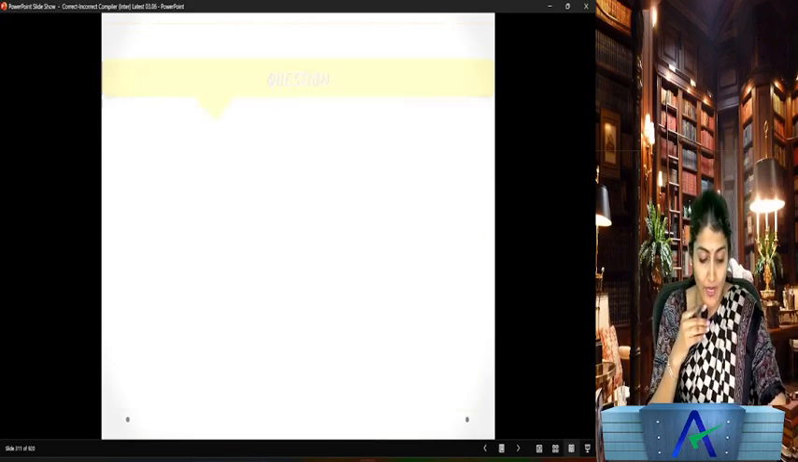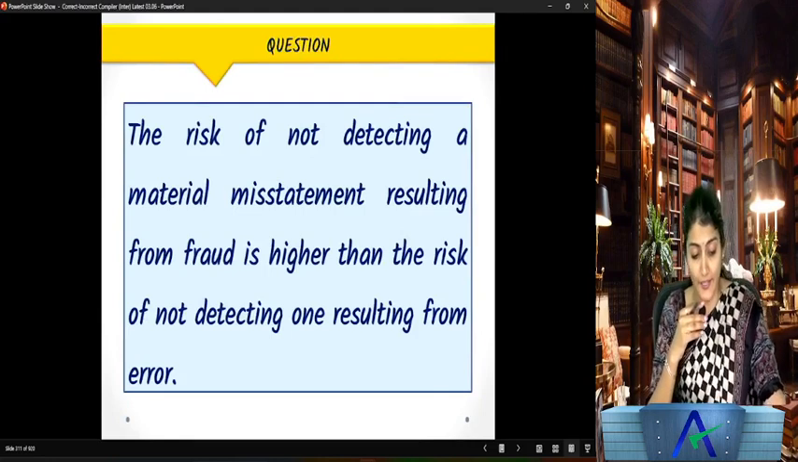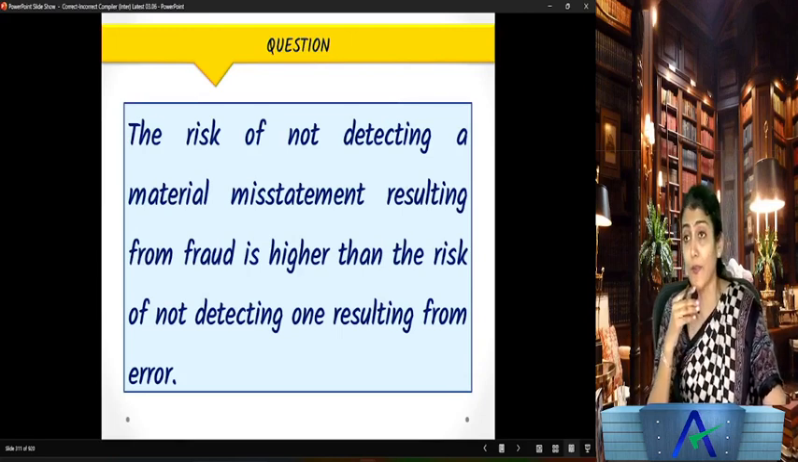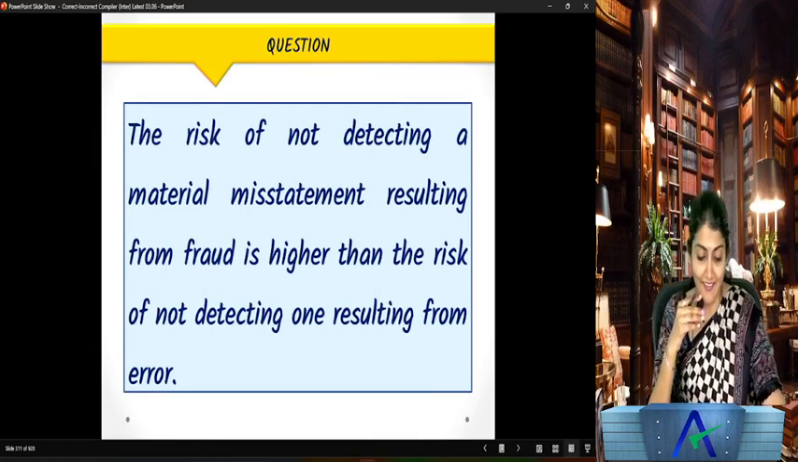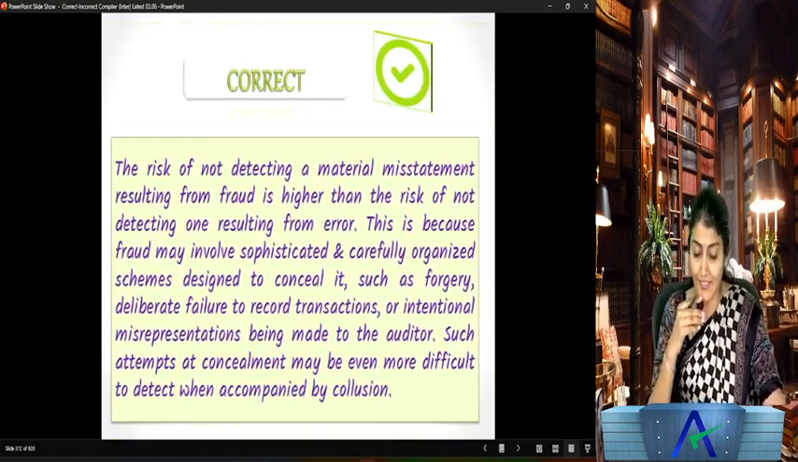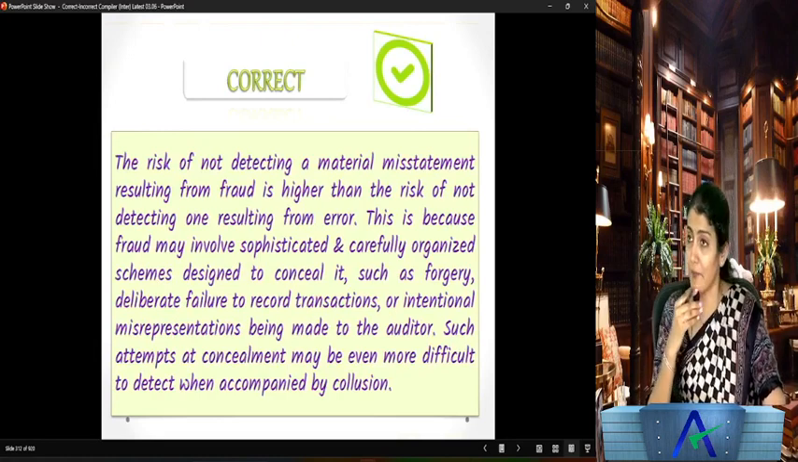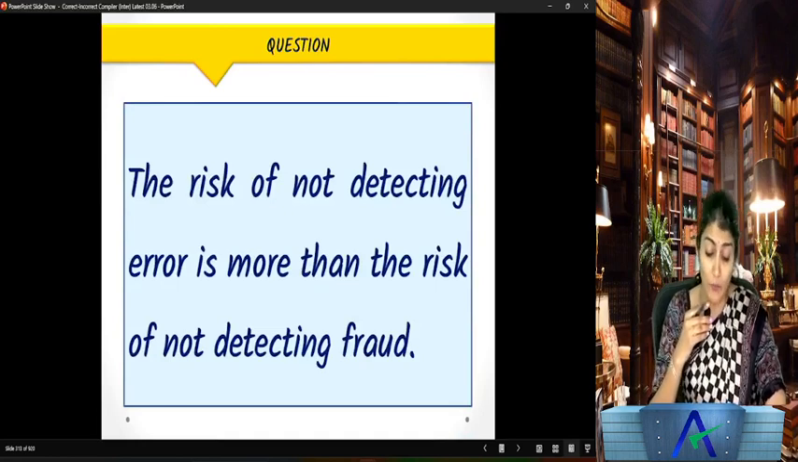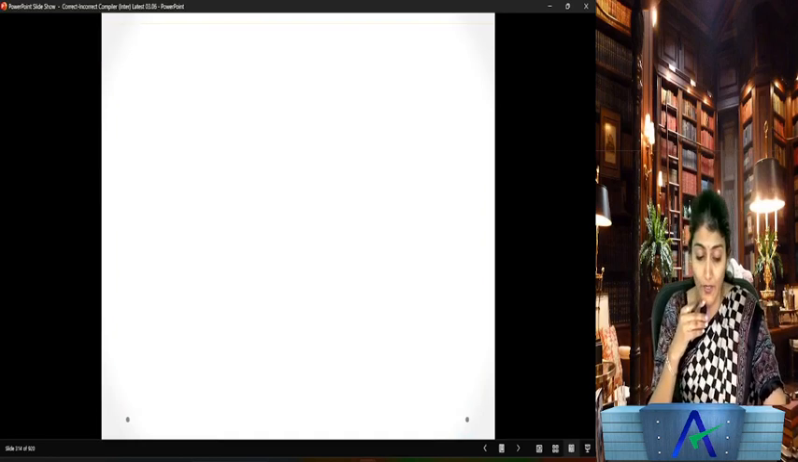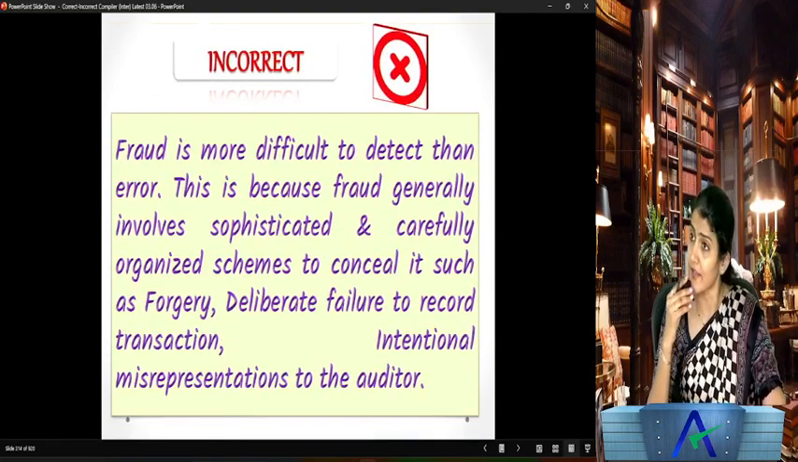Then the risk of not detecting a material misstatement resulting from fraud is higher than the risk of not detecting one resulting from error. First in simple language, fraud is more difficult to detect than error. Why? Because fraud involves sophisticated and carefully organized schemes. The risk of not detecting an error is more than the risk of not detecting fraud? No, it is the other way around.